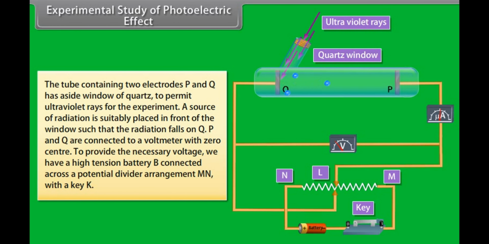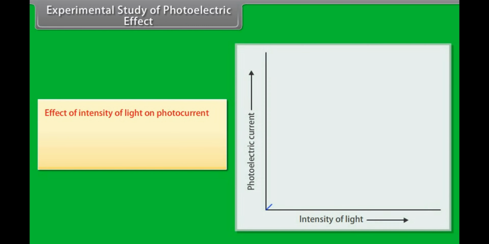Experimental study of photoelectric effect, apparatus and circuit. The tube containing two electrodes, P and Q, has a side window of quartz to permit ultraviolet rays for the experiment. A source of radiation is suitably placed in front of the window such that the radiation falls on Q. P and Q are connected to a voltmeter with zero center. To provide the necessary voltage, we have a high-tension battery B connected across a potential divider arrangement MN with a key K.